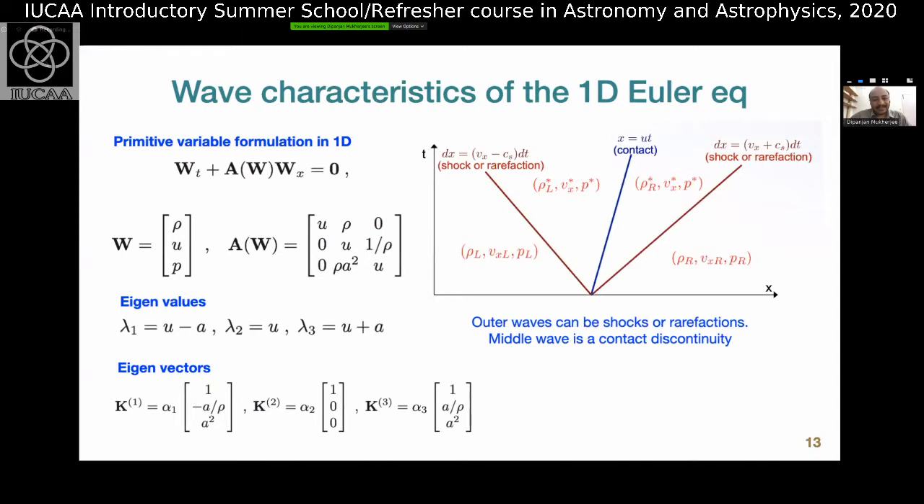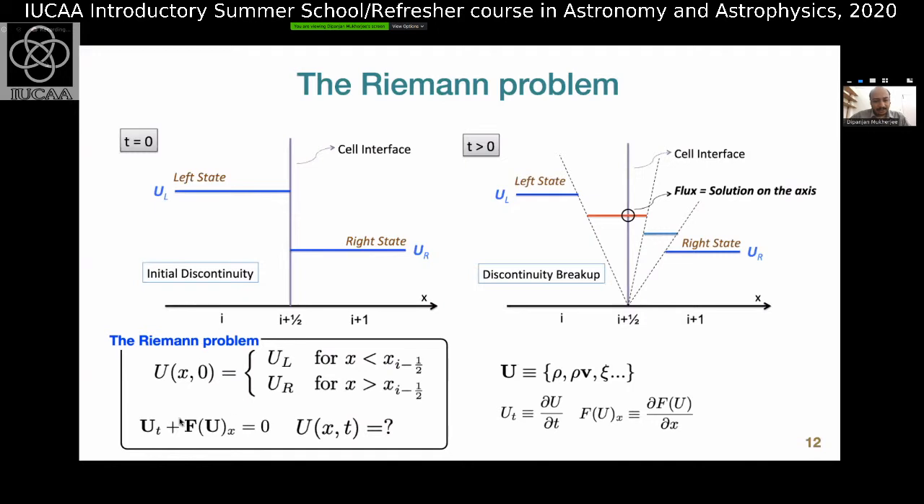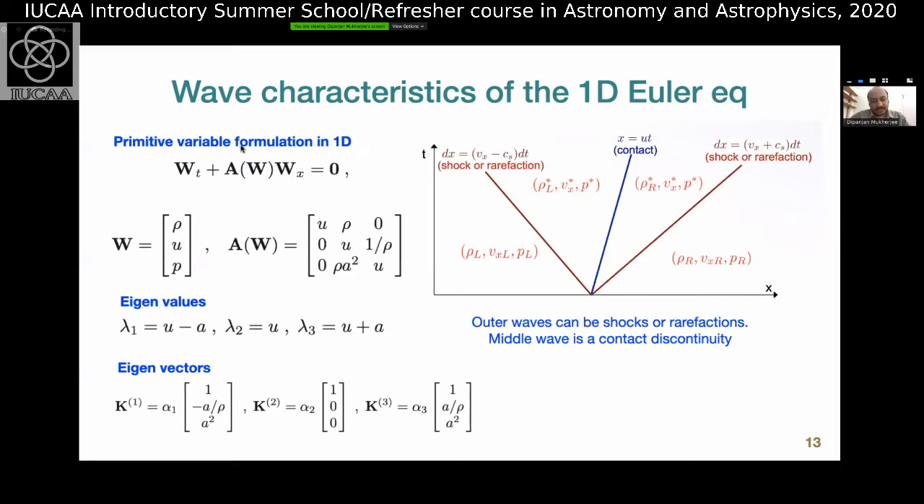Just to give you a flavor of what this Riemann problem is, we start off with this equation here, which is the rate of change in time plus the derivative of the flux. We transform it into a matrix equation: rate of change in time plus the Jacobian times the spatial derivative of the variable W. For example, in 1D, the variables, here presented in the primitive form, are rho, the velocity, and pressure. And this A(W) matrix for the fluid equations would look like this.